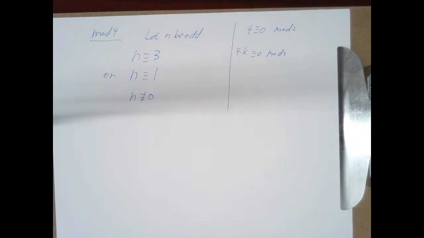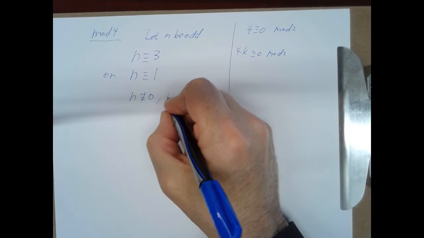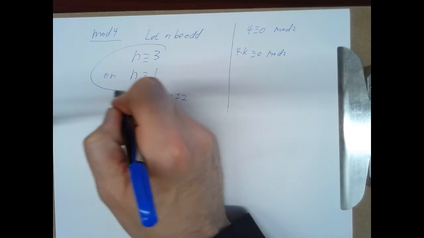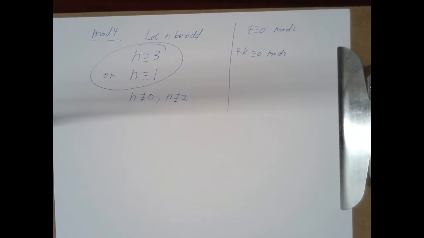Could n be congruent to 2? If it's congruent to 2, it's 2 more than a multiple of 4. Since a multiple of 4 is even, something 2 more than an even number is also going to be even. So n cannot be congruent to 2. So any odd number is necessarily congruent to either 1 or 3 modulo 4.